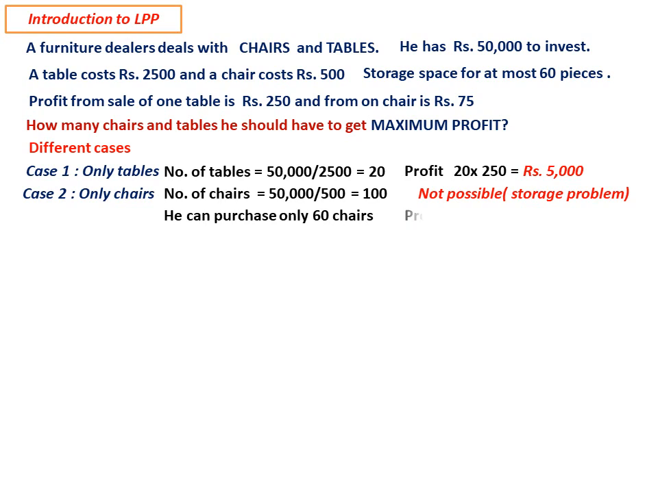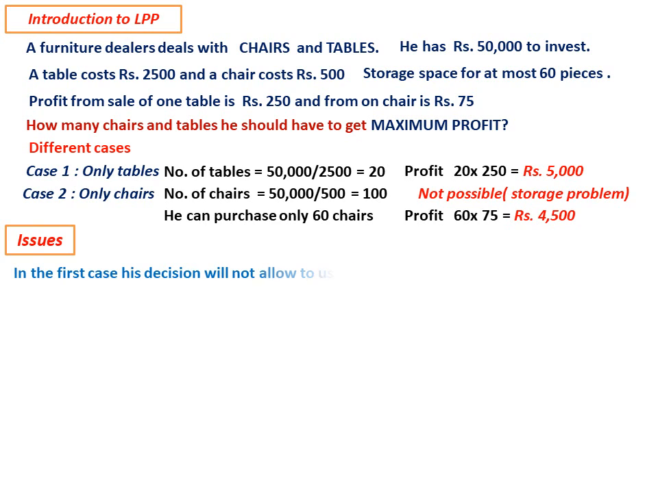Therefore, suppose he purchase only 60 chairs, then profit will be, in case he is able to sell them, that is also very important, then it is 4,500 rupees. So there is a difference. So profit in one case it is 5,000, in another case it is 4,500. Now what are the problems if we take these two extreme cases?